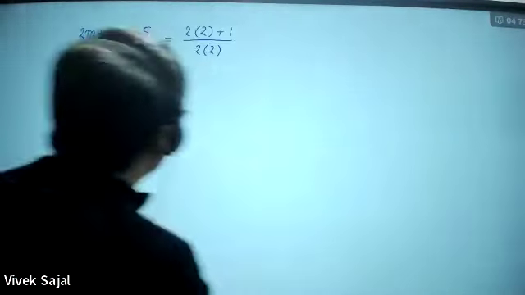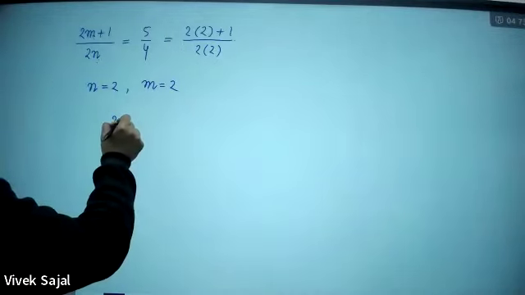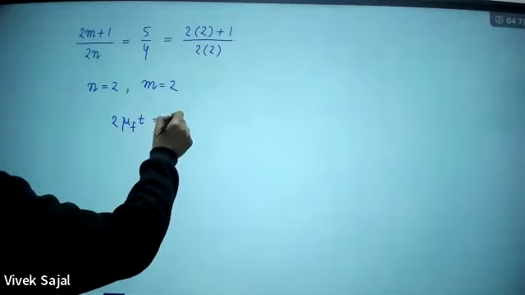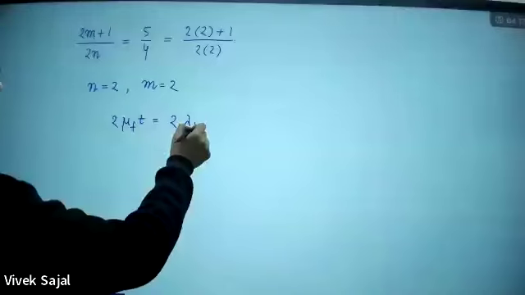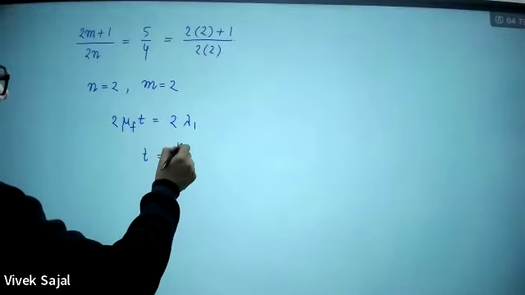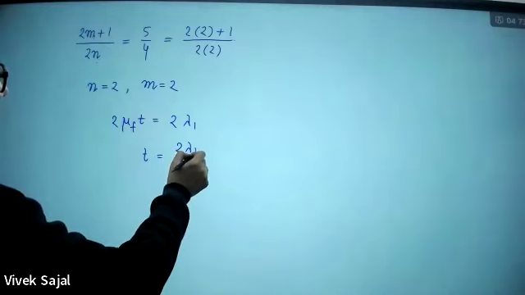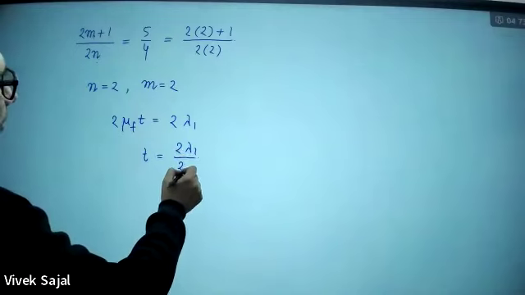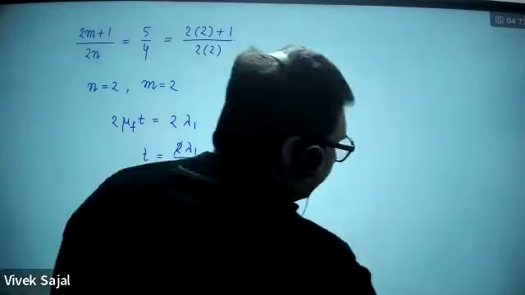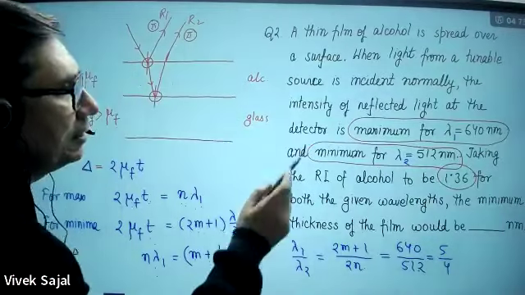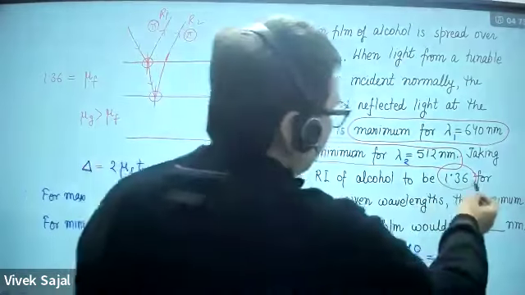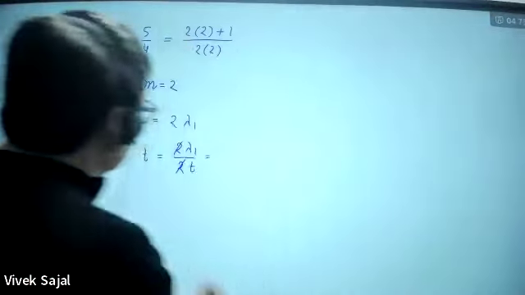2 mu t equal to, n is 2, and this will be lambda 1. What do you want to find out? You want to find out t. So this will be 2 lambda 1 upon 2 mu. So 2 is going to cancel out. And what is lambda 1? Lambda 1 is 640 upon 1.36.